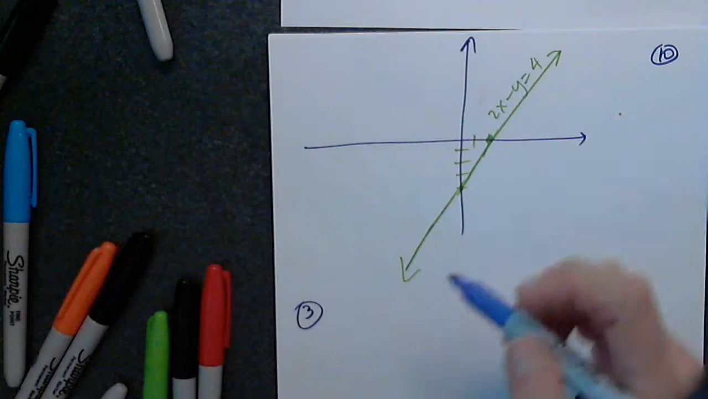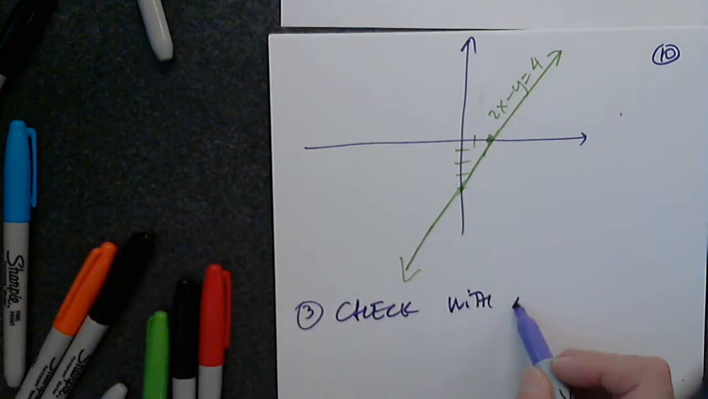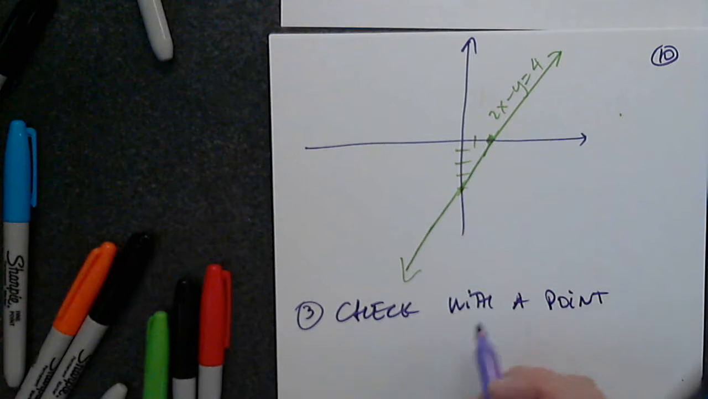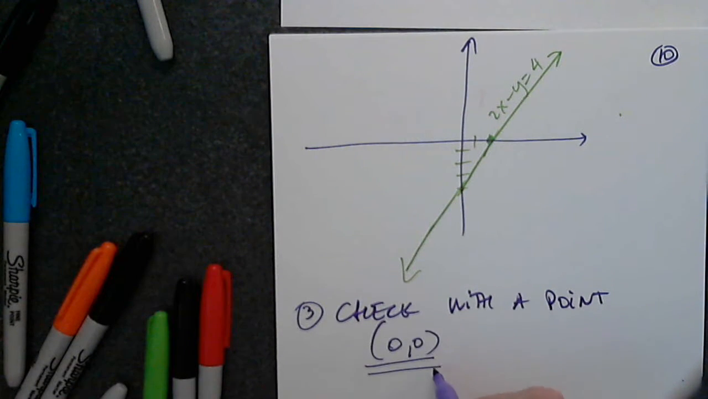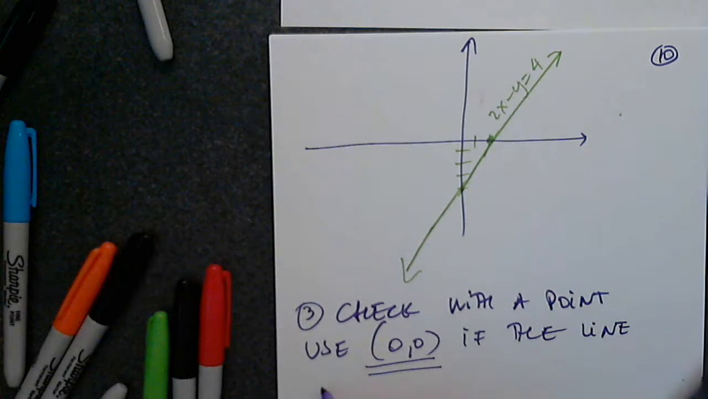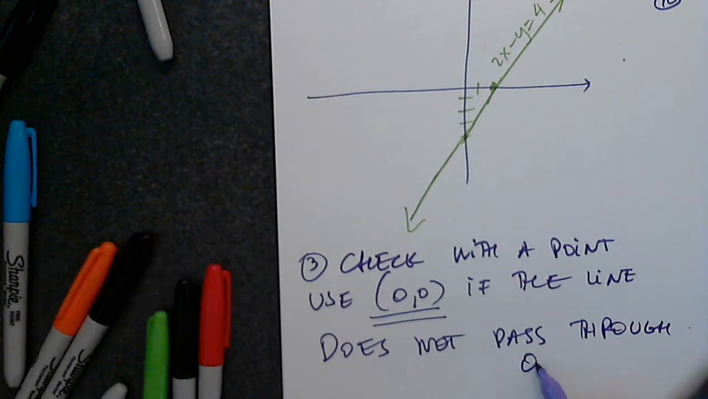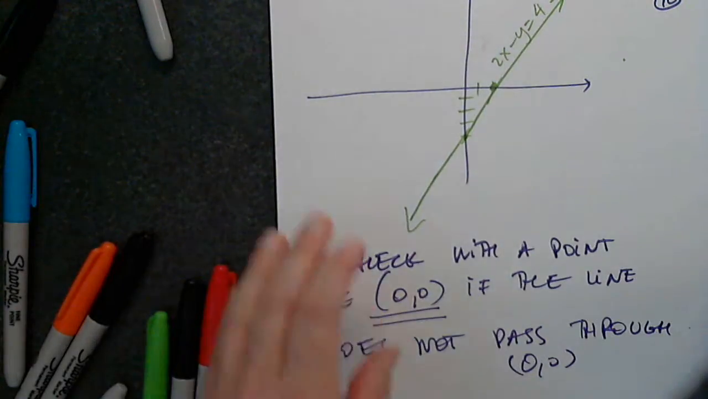In step 3, I check with a point. I will always use the origin, 0, 0, if the line does not pass through this point, through 0, 0. If it does pass through 0, 0, choose another point. Okay, so I check with a point.